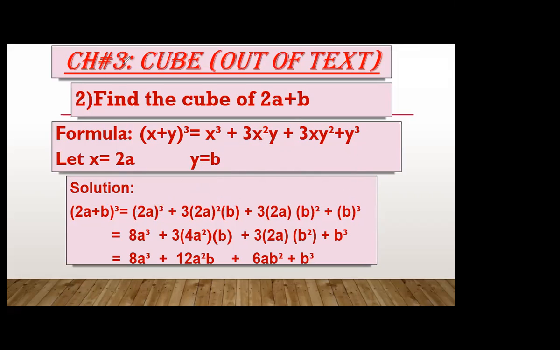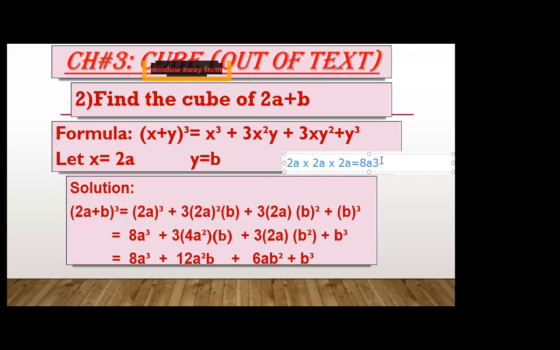Bete, 2a whole cube. What is the meaning of 2a whole cube? It means that 2a is multiplying thrice. So 2 into 2 is 4, 4 twos are 8. And here a into a is a square, and a square into a gives a cube. Here we get a cube.